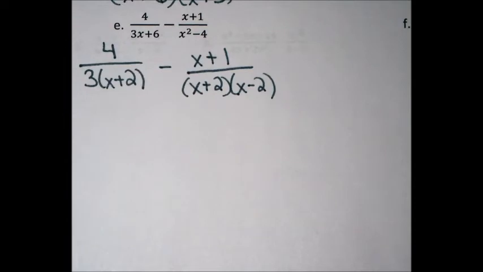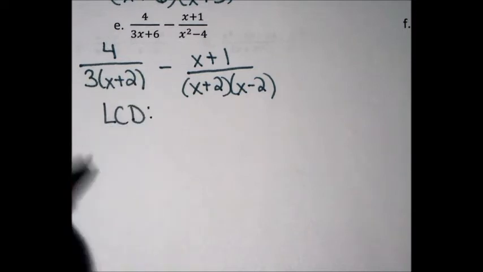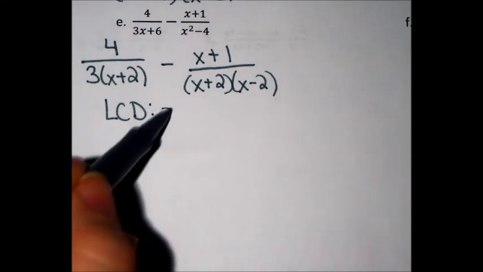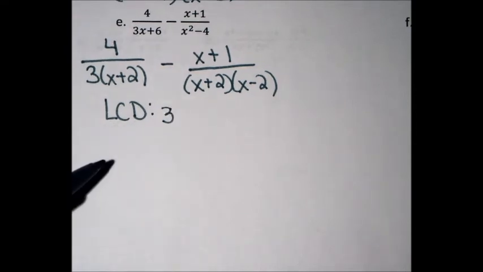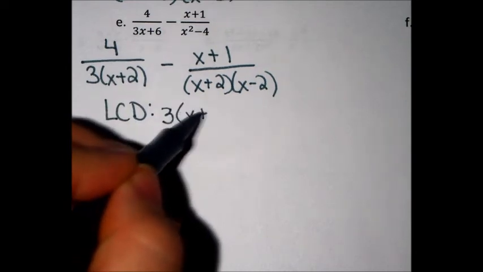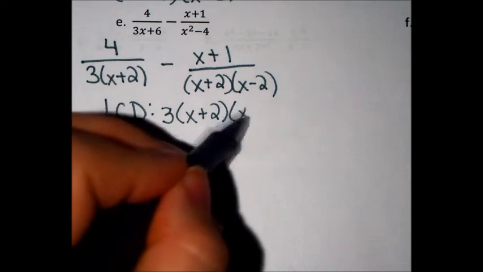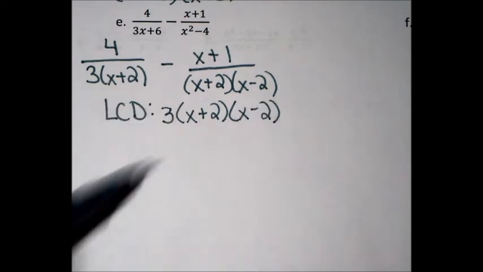So I factored both of these completely. Now I'm going to look for their LCD. This one is the only one with a 3, and it has just 1, so I need to include it. They both have 1 x plus 2, so I'm going to include an x plus 2. And this one has an x minus 2.